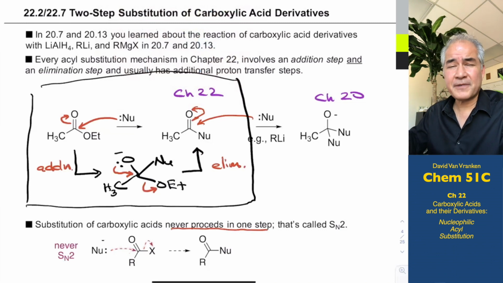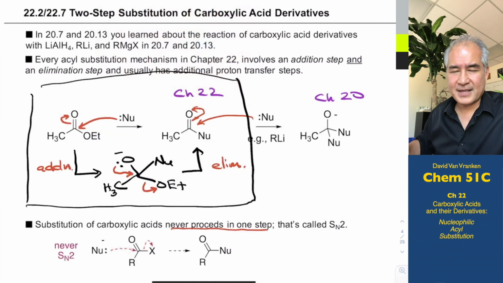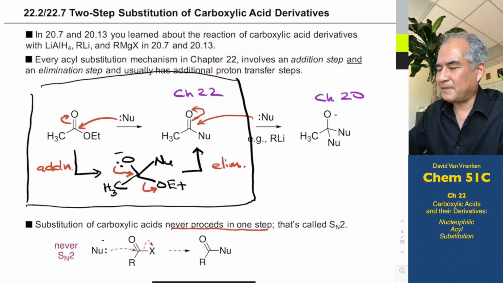We have lots of different substitution mechanisms now. Electrophilic aromatic substitution, that's not SN2. Nucleophilic acyl substitution. Later we're going to get to nucleophilic aromatic substitution. So there's lots of different mechanisms for substituting one group with another group in organic chemistry.